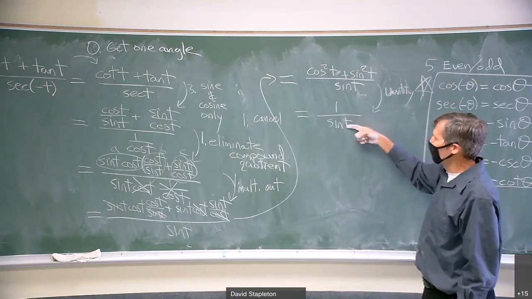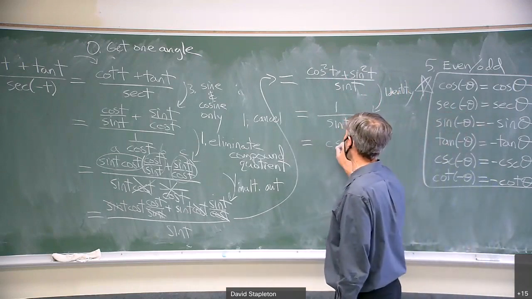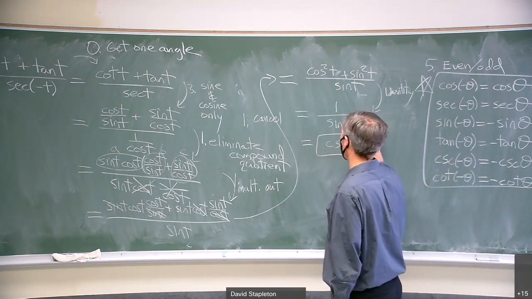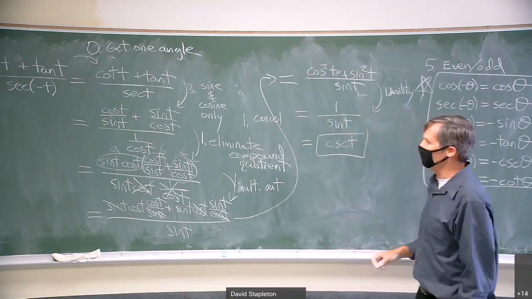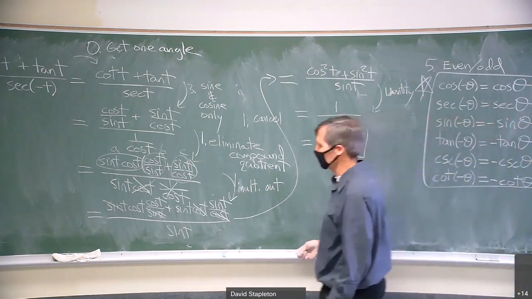Now I've got a reciprocal identity. That's why you have the table sitting here. 1 over sine is now cosecant. There it is. That whole thing, I know the graph immediately. It's just cosecant. And it's hard to recognize those things, but this comes up a lot in practice.